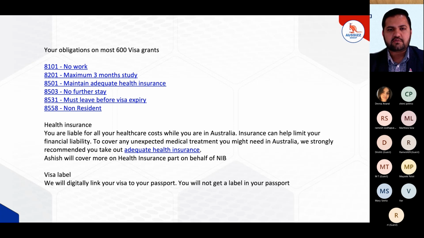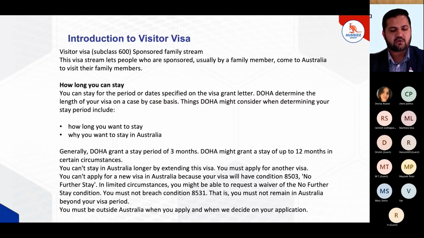Obviously, the Department of Immigration does not issue visa labels anymore. They're all e-visas, so there will be no stamp on your visa anymore. You just need to carry the passport and your visa copy, which is normally the e-visa.